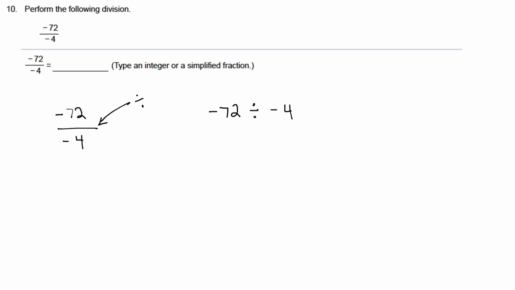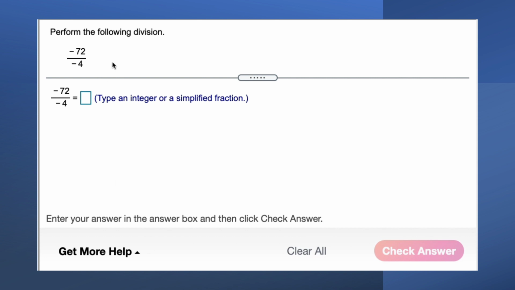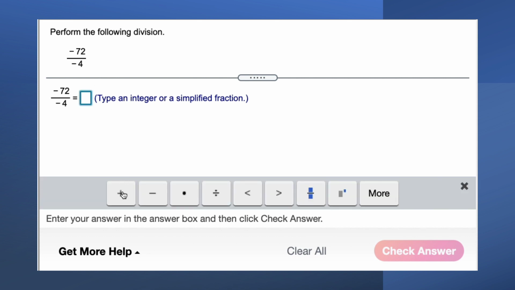Okay, now we're going to perform the division. I have a negative divided by a negative. Both those numbers have the same sign, so I know that my answer is going to be positive, since a negative divided by a negative is a positive. Next, you can take your calculator and do 72 divided by 4, and you should get an 18. So this answer is positive 18. To type in a positive 18, we'll select the positive sign and type in 18.